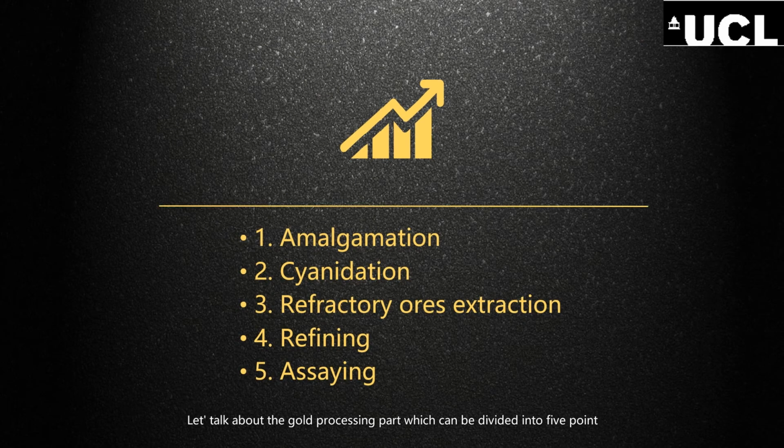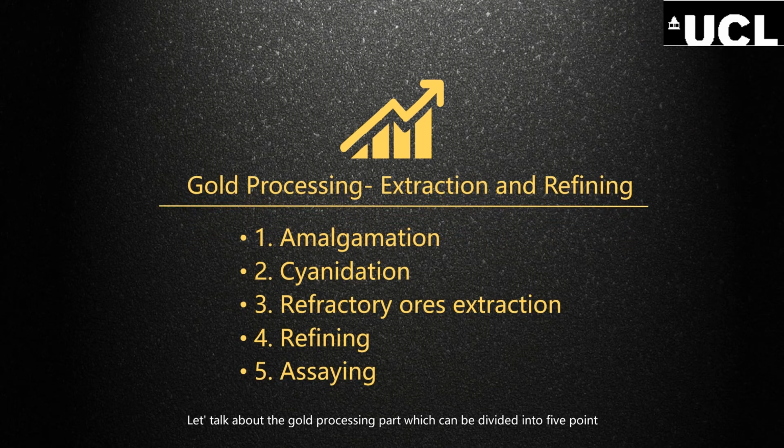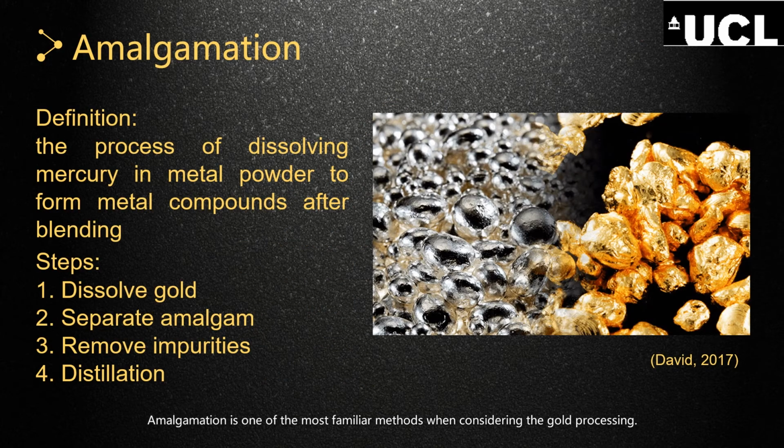Let's talk about the gold processing part, which can be briefly divided into the following 5 points. Amalgamation is one of the most familiar methods when considering gold processing. The basic principle behind this is to use the physical property of gold being soluble in mercury to recover and concentrate fine particles of gold.